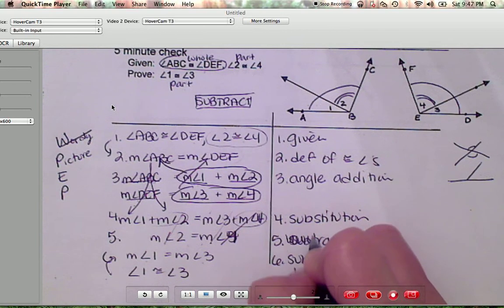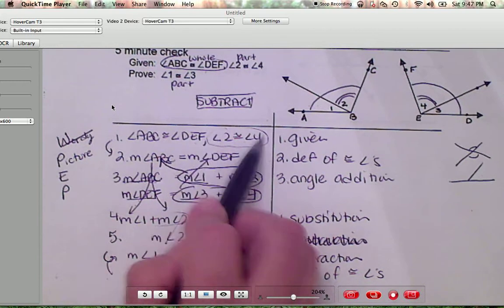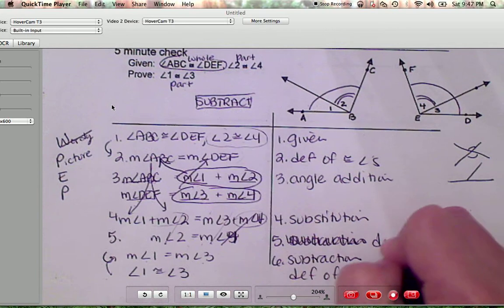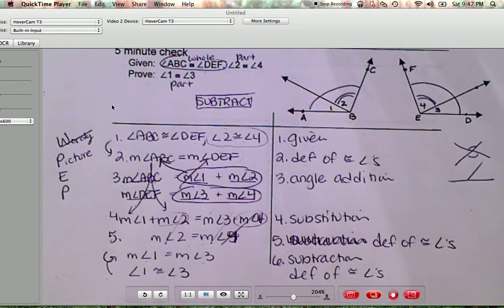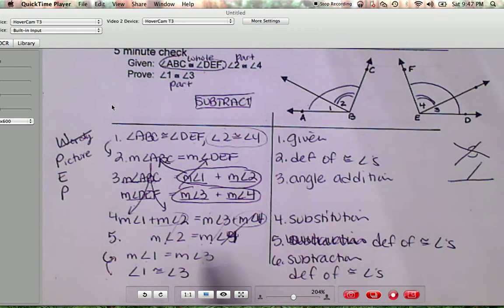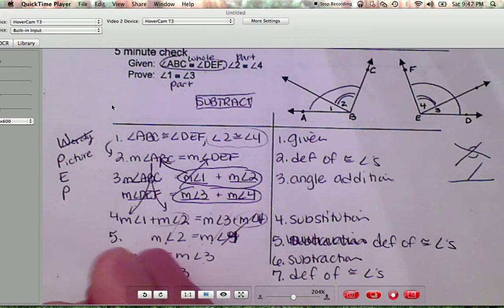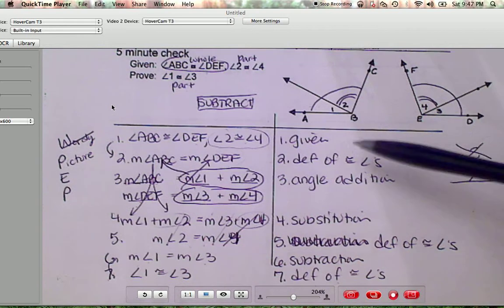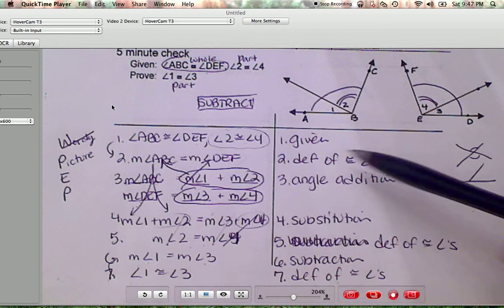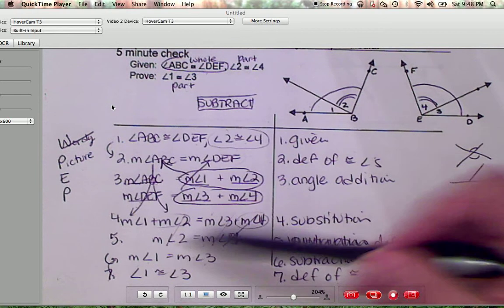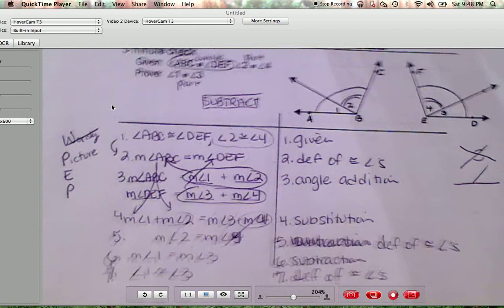Sorry about that. This one, angle 2 is equal to angle 4, is coming from here, should be definition of congruent angles. And then we subtract to get 1 and 3, and then we convert using definition of congruent angles. So that definition of congruent angles in this proof comes into play 3 different times. Once for the first given, once for the second given, and once to go back to the proof. So that guy's our friend. He helps us with a lot of steps in our proofs.